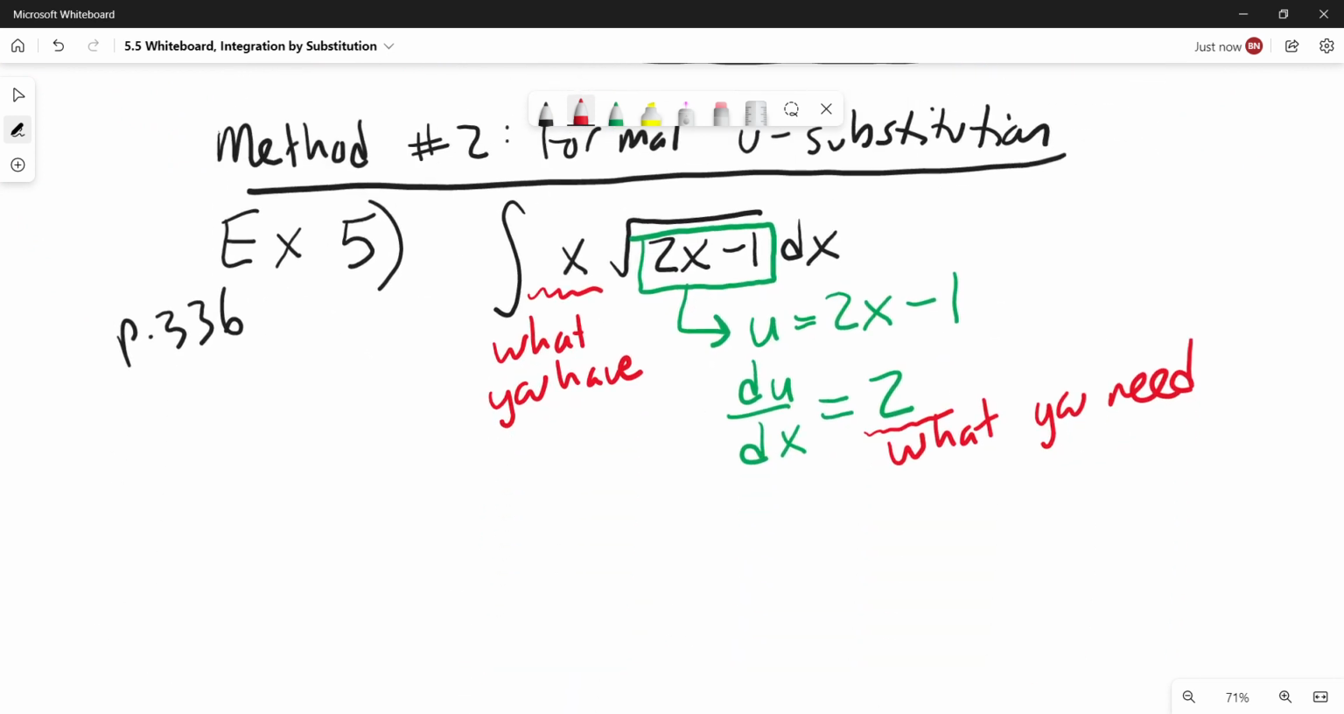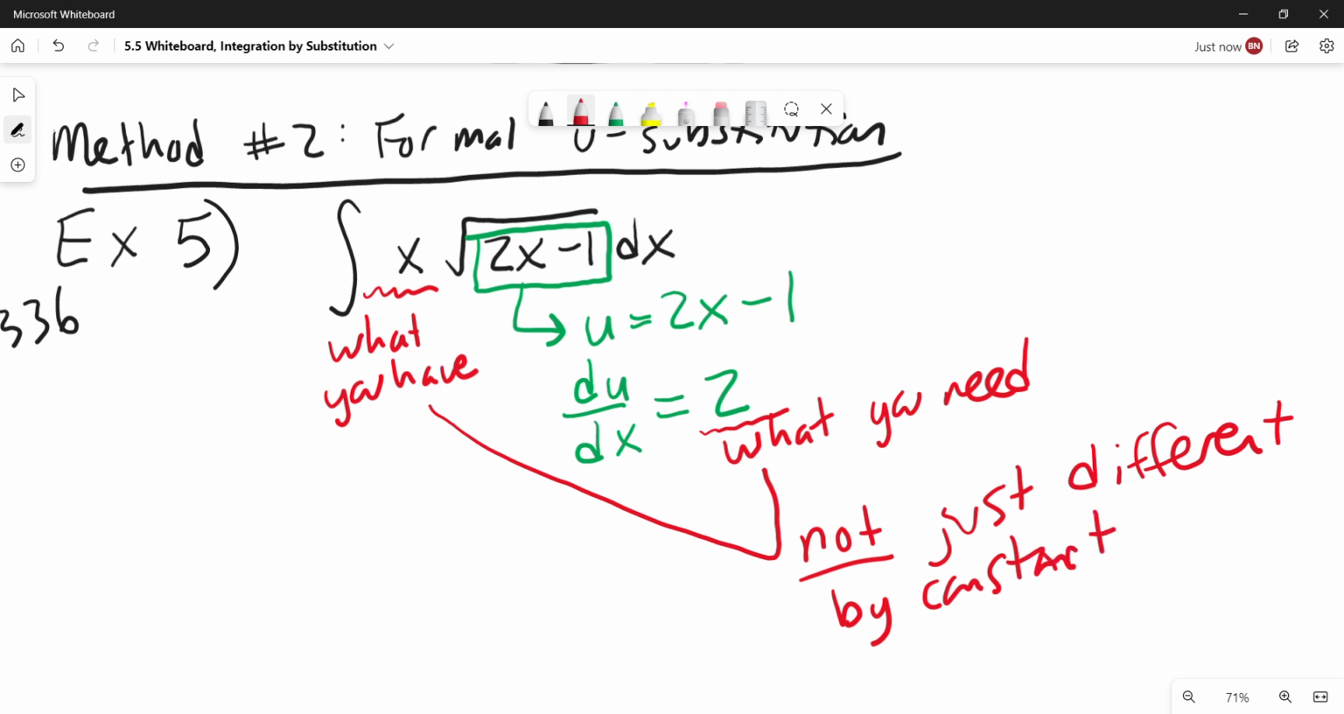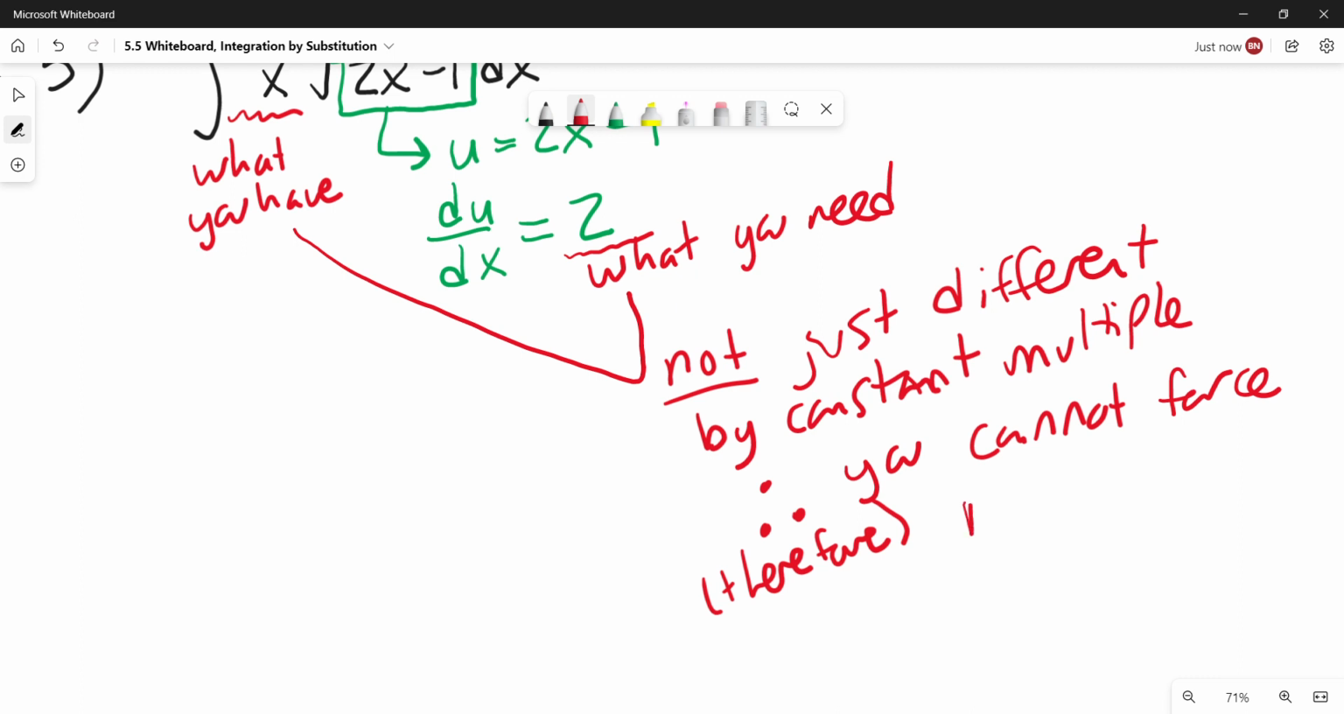So these do not just differ by a constant multiple. They differ by some x expression, right? These have different powers of x, not just different by a constant multiple. Therefore, remember these 3 dots mean therefore, you cannot even force the pattern. So method number 1 is impossible.